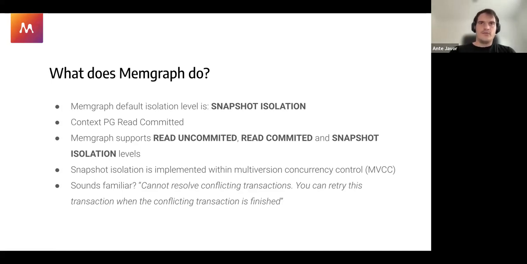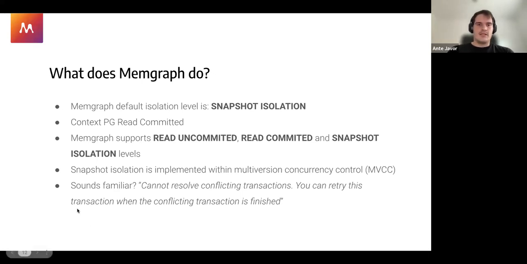So what does Memgraph do here? Memgraph uses snapshot isolation as the default isolation level. It is stronger than each that we discussed here, except serializable. Snapshot isolation handles a bunch of different anomalies that can happen, but again, it is quite loose in terms of what you can do with concurrent workloads.